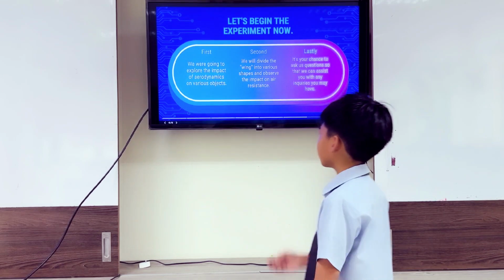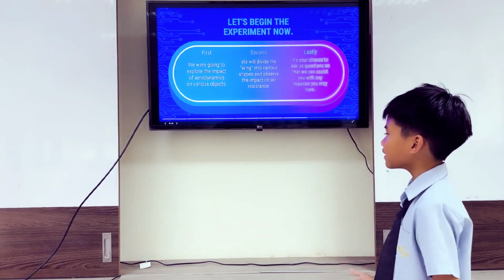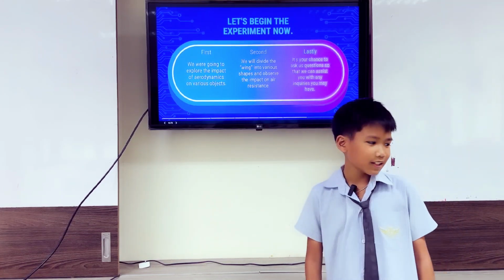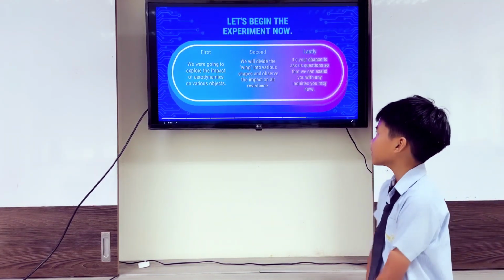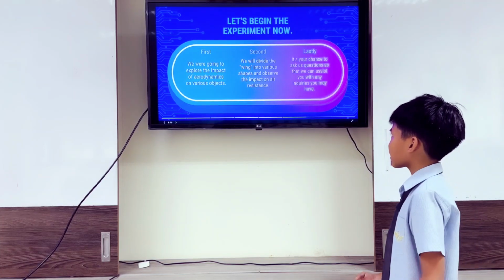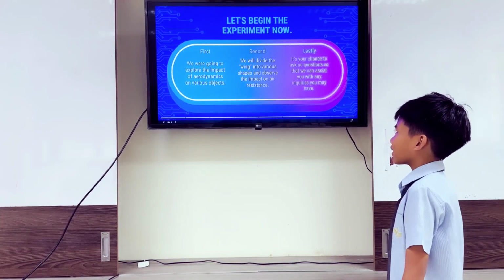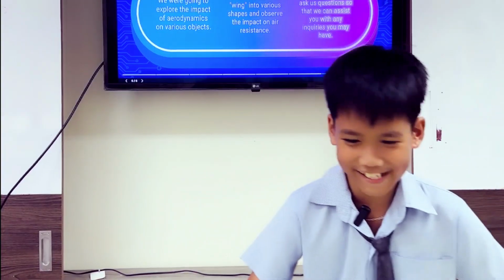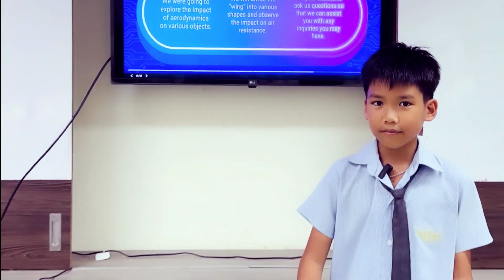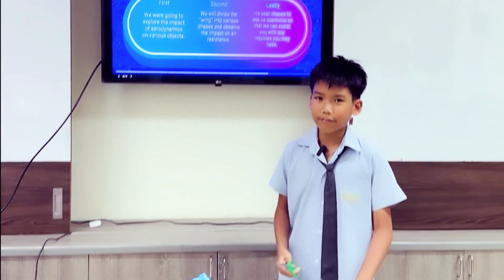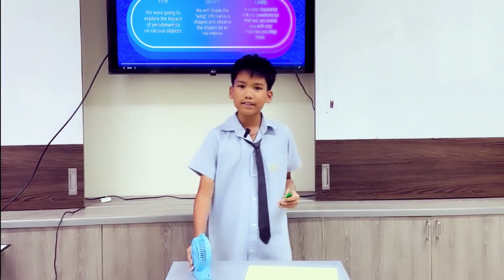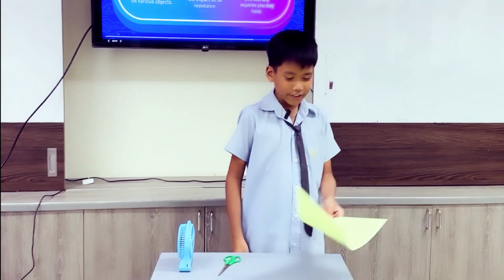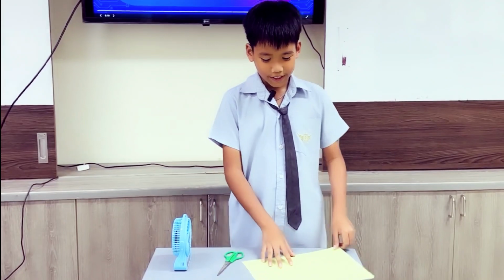So this is what we will do in the experiment. First, we are going to explore the impact of aerodynamics on various objects. Here we use paper. We will divide the wing into various shapes and observe the impact on air resistance. So here is the project. The materials I use are scissors, a fan, and a piece of paper. Now it can be any color, but I chose green.